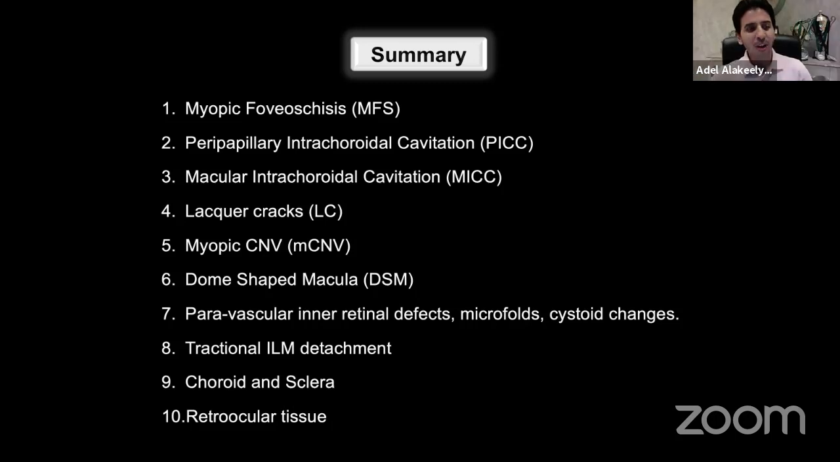A question: how would you differentiate between myopic stretch lines and lacquer cracks? And is there a clinical significance to differentiate between them? Again, as retina specialists, we look for the pathological changes. Our main concern is what affects the vision, okay? And lacquer cracks were identified many years ago. And you can see them simply as shown in the picture.